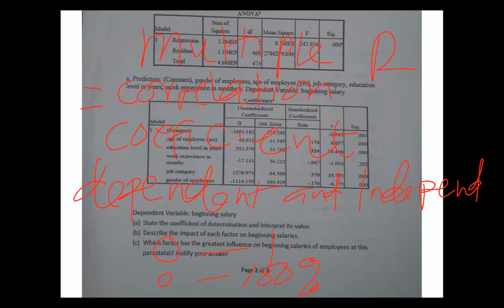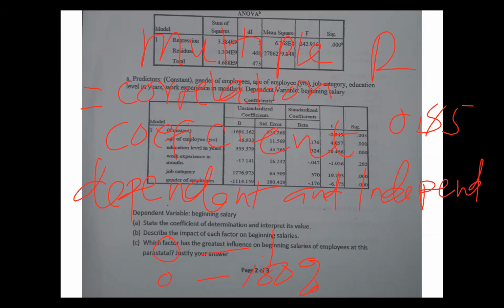The one we have is 0.85, right? This is 85%. It's closer to 1, above 0.5. So that means there is a strong relationship, on average, between these x variables, the independent variables, and the dependent variable y.